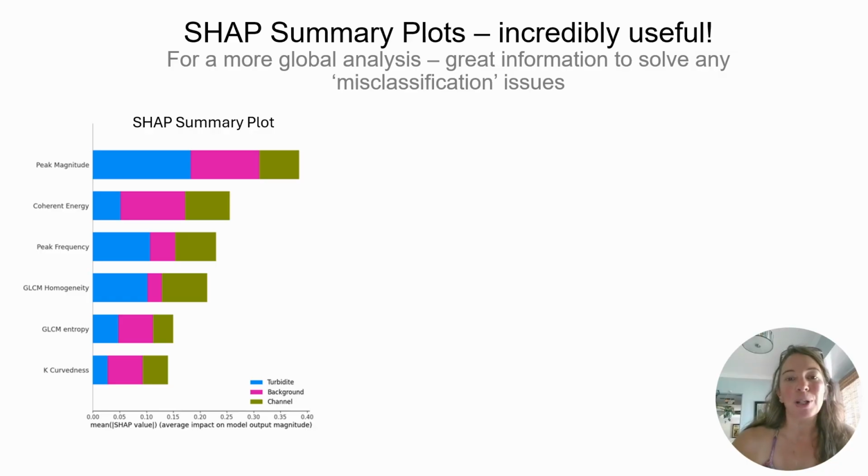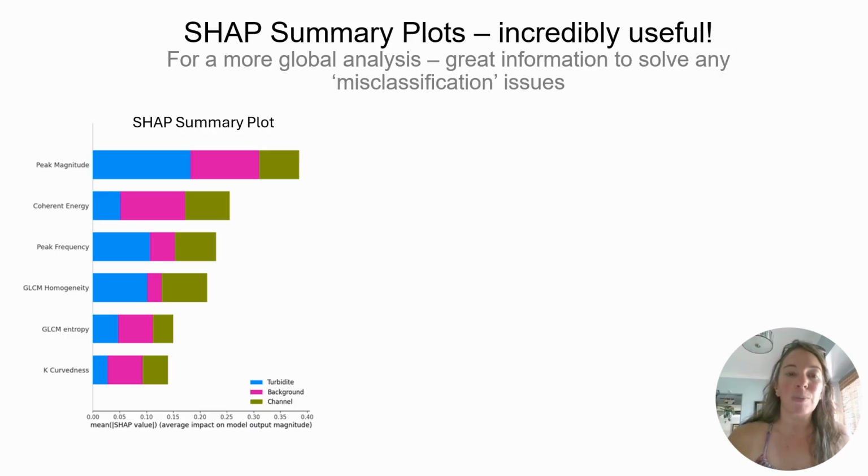SHAP Summary Plots I find incredibly useful. These are the ones that I use most of the time, and they let you do a more global analysis. They're really great to get that information to solve any misclassification issues that you think you may have in your machine learning algorithm. Okay, so there's a couple different ways we can look at these.